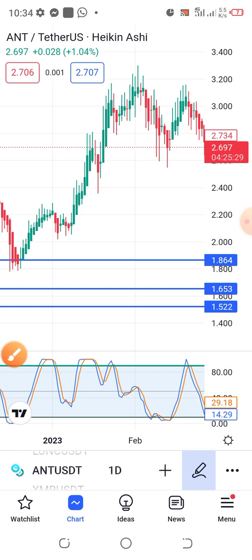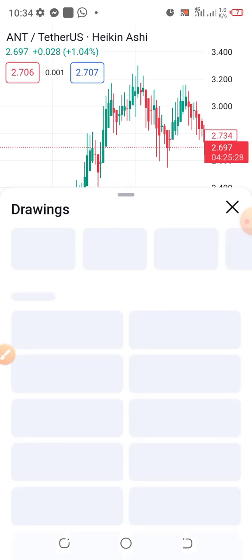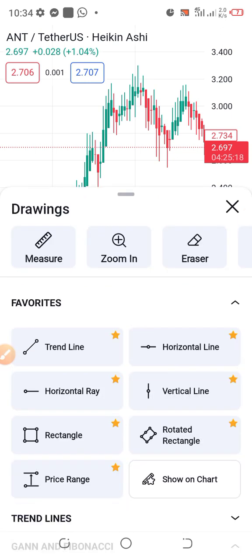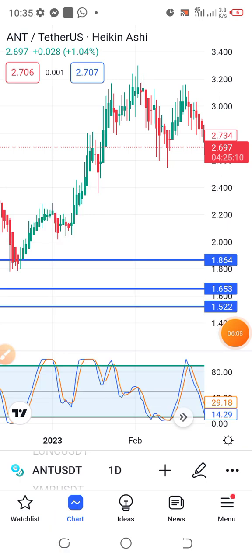I will remove them, just a minute, so that I can remove these lines. It's not what we are talking about. We shall talk about them next time, not today. So just tap on pencil and then come on favorites. As you can see, we need our triangle here. So we need our triangle.